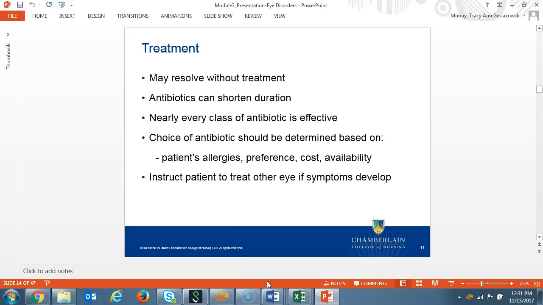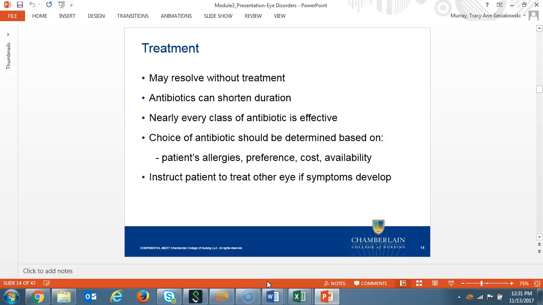Almost every antibiotic drop is effective in eradicating the bacteria and should be used 4 times per day for 5 to 7 days. The choice should be based on the patient's allergies, preference, formulary coverage, i.e. cost, and the availability. Instruct your patients to treat the eye that is affected, but to also start treatment in the other eye if symptoms develop.